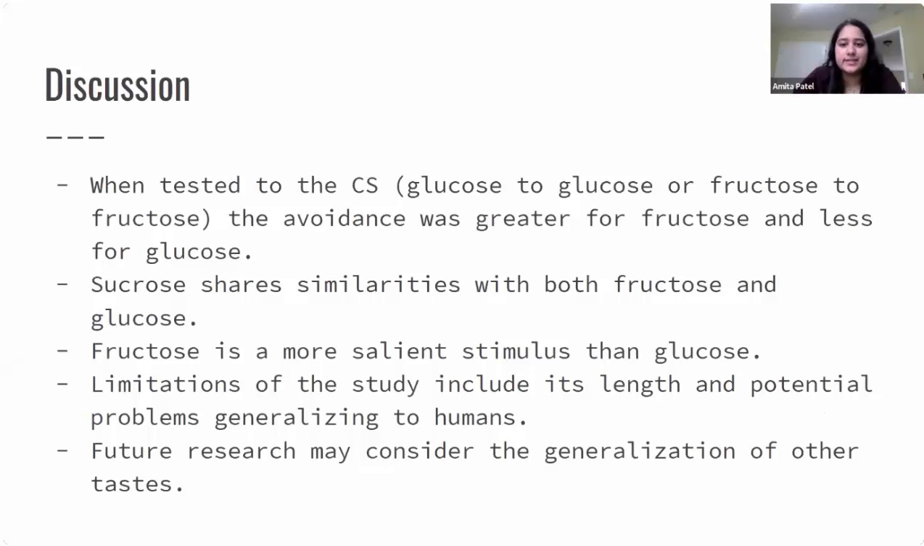In the avoidance test of the conditioned stimulus itself, the avoidance was greater for fructose when it was a conditioned stimulus as opposed to when glucose was a conditioned stimulus. The glucose unconditioned stimulus is what caused the rats to get sick, and because they generalized to fructose, it can be interpreted that the two sugars are perceived differently. Saliva in the mouth could cause sucrose to break down into fructose and glucose, which are the molecules that make up sucrose. Fructose is a more salient stimulus than glucose, which explains why the rodents were able to make the distinction and avoid it more strongly.